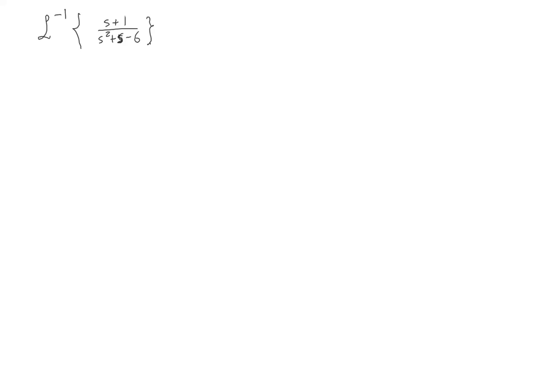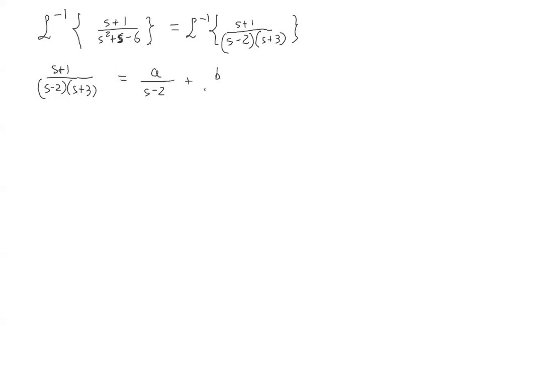Okay, so why don't we take a look at this together? So the first thing is, how do we factorize this? It's S minus 2 times S plus 3, right? So we would like to do S plus 1 over S minus 2 times S plus 3 is A over S minus 2 plus B over S plus 3.